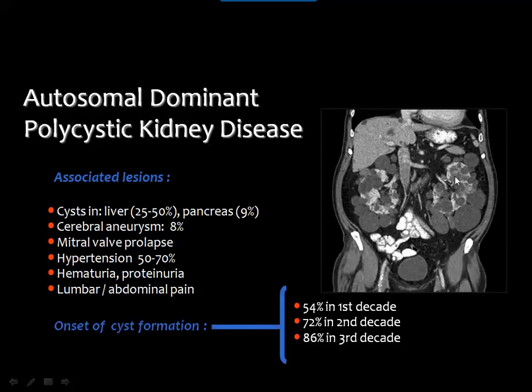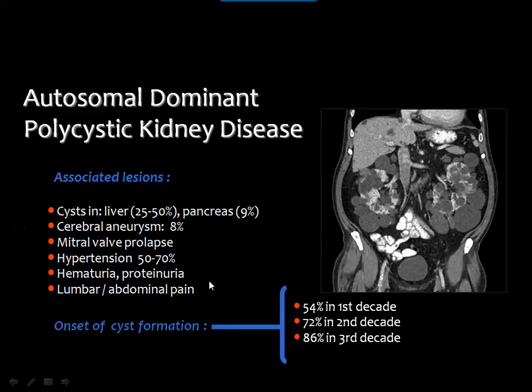Then here you see a coronal CT reconstructed image of an adult type polycystic kidney disease with many renal cysts affecting the parenchyma bilaterally, but you are still able to see some functioning renal tissue on both sides. Then the onset of cyst formation: the incidence is about 54% in the first decade, 72% in the second decade, and 86% in the third decade.